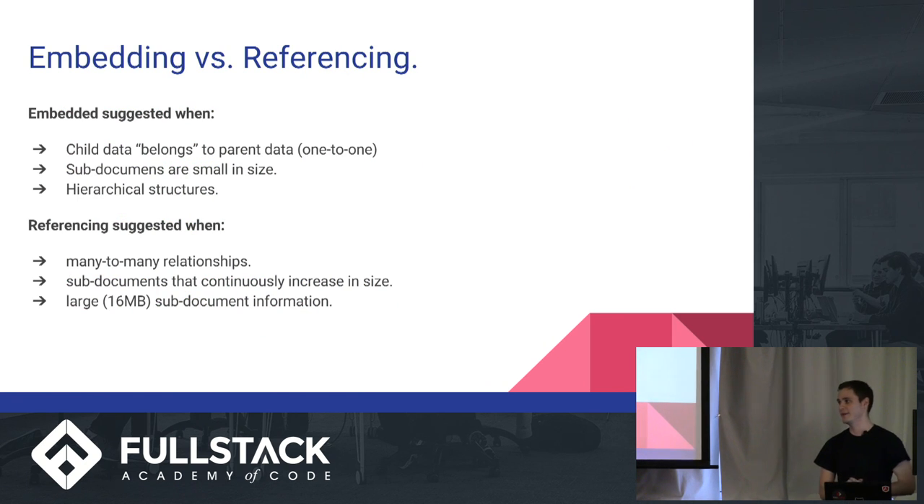We have embedding and referencing. These are the basic rules of thumb for one or the other. When child data belongs to something else, like I am a parent, these children are mine. I am an employee, my access level, my contact information, my salary is all to me. It's not going to be relating to anybody else. That's a good example of embedding. With subdocuments that are small in size, it's very easy to bring these documents into the entire document model. There's no reason why we need to reference them somewhere else.